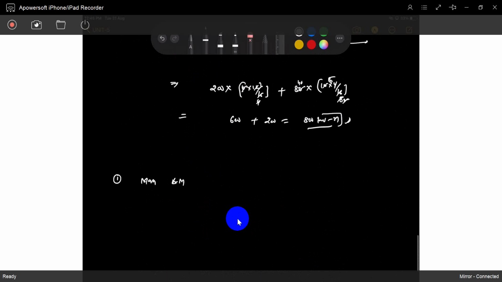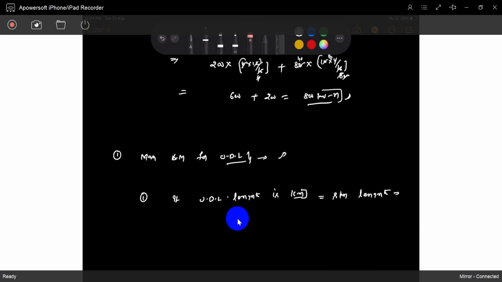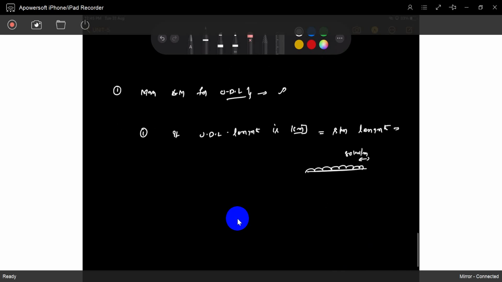Maximum bending moment for UDL. We have to check it in the UDL. First preference is if the UDL length is 16 meters, equal to the span length. Okay, the intensity is the same as what we took previously, 80 kilonewton per meter. We have to take it like this only. So see it, again check.